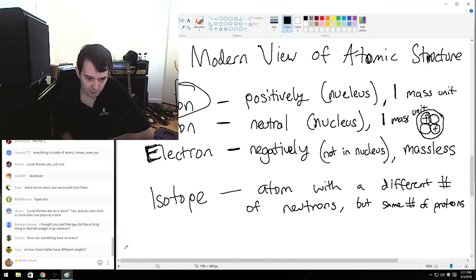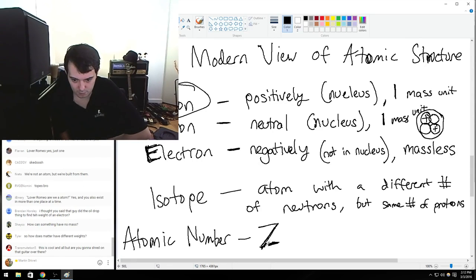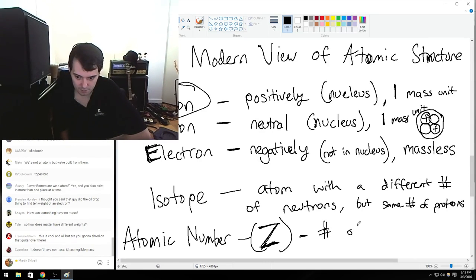So now that we have these definitions, I'll talk to you about the atomic number. The atomic number, we're going to use that as the Z number. Call it the Z number. It's the number of protons. It's pretty easy. But this is really important. It's like the ID number for elements.